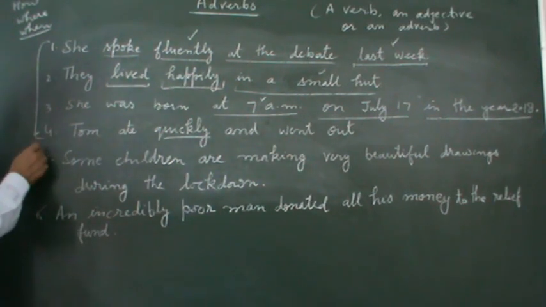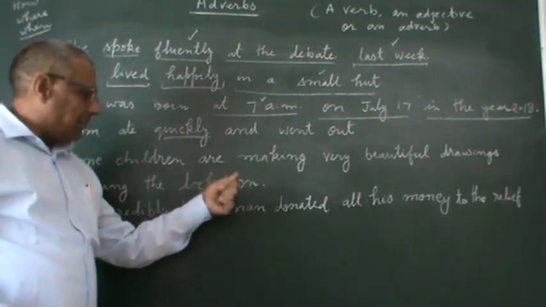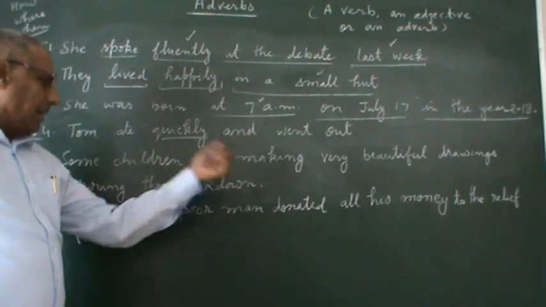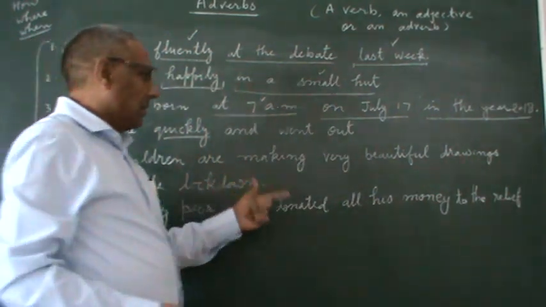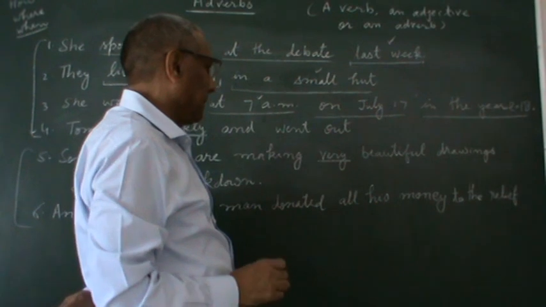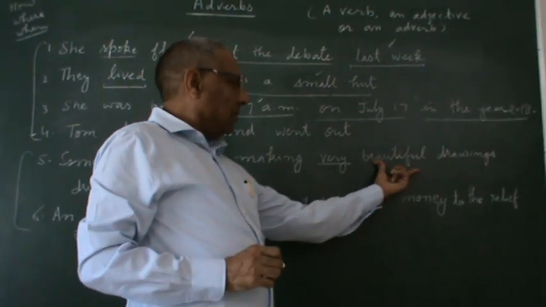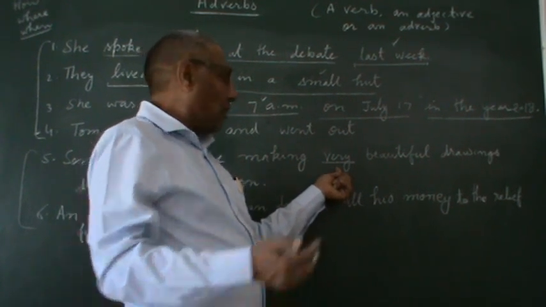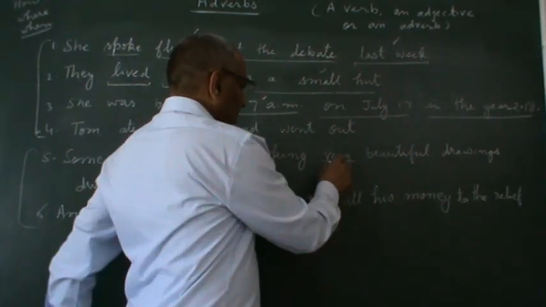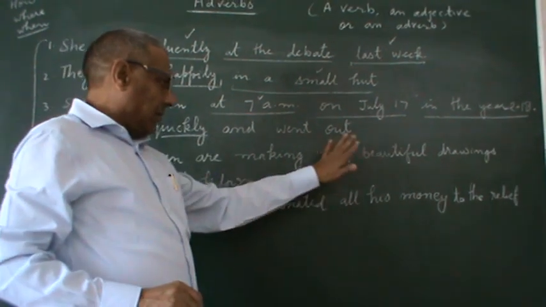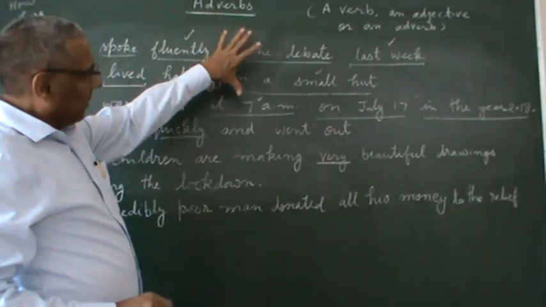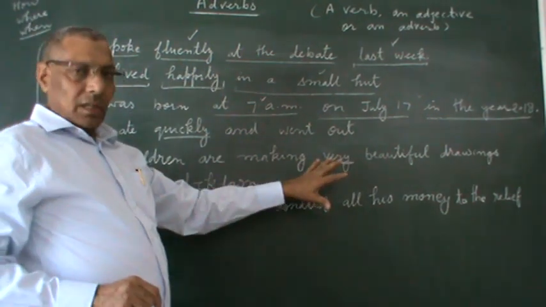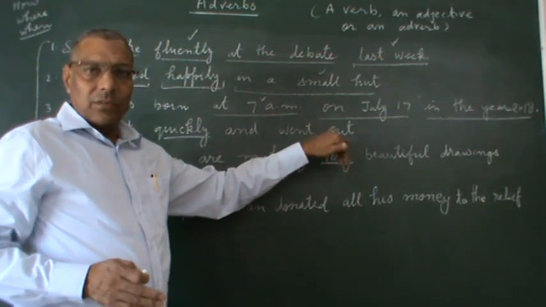Now look at these two sentences. Some children are making very beautiful drawings during the lockdown. Some children are making very beautiful drawings. Beautiful is an adjective, and this word very is intensifying or modifying this word beautiful. So this is an adverb. Here the adverb is modifying an adjective. In the previous four sentences you saw it told us more about a verb. Now an adverb is telling us more about an adjective.